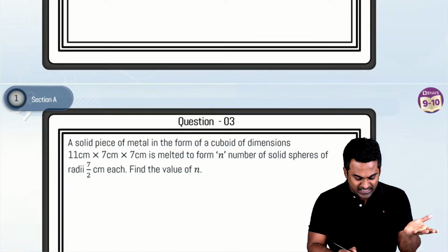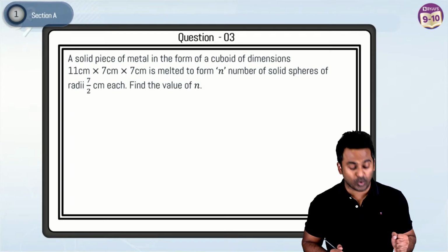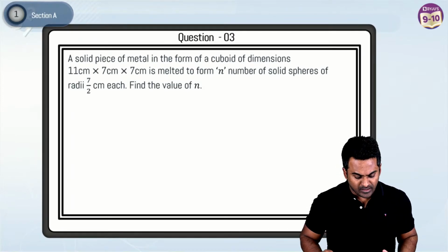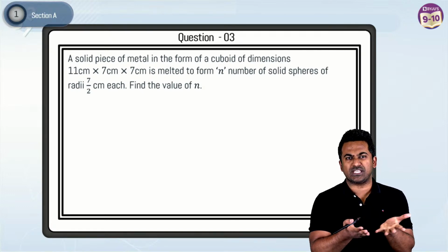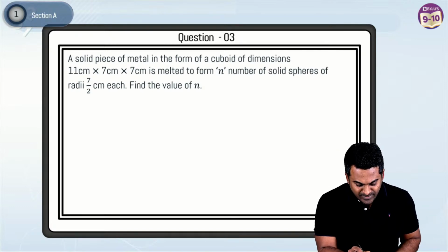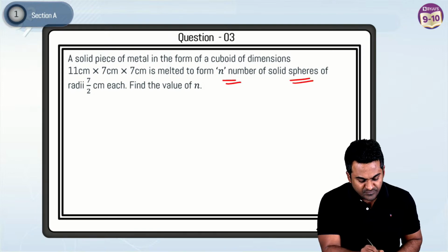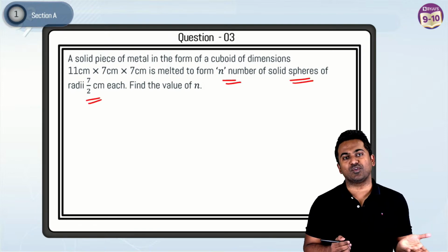Solution, you've already seen it. Now let's move on to the third question. A solid piece of metal in the form of a cuboid. Okay, cuboid, you all know it, that's a box. So the dimensions have been given to you, and then it is melted to form n number of solid spheres of a given radius. We've got to figure out the value of n.